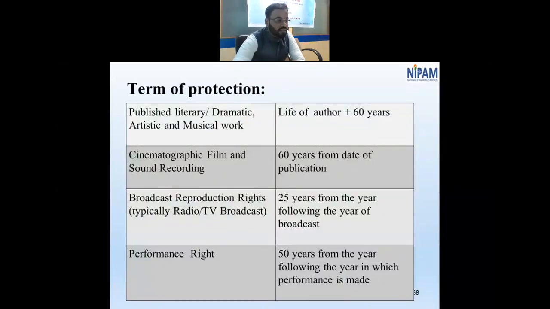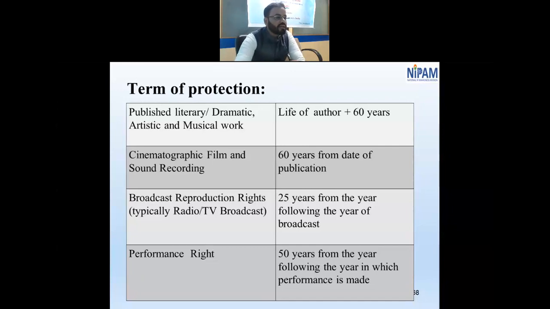Terms of protection, as I've already mentioned, for most of the works, the term is lifetime of the author plus 60 years. So, in case of literary, dramatic, artistic, and musical work, it is the lifetime of the author plus 60 years. For cinematographic film and sound recording, it is 60 years from the date of publication. For broadcast reproduction right, basically TV and radio broadcast, it is 25 years from the date of broadcast. For performance right, if stage show or any public performance, it is 50 years from the year following the year in which the performance is made.